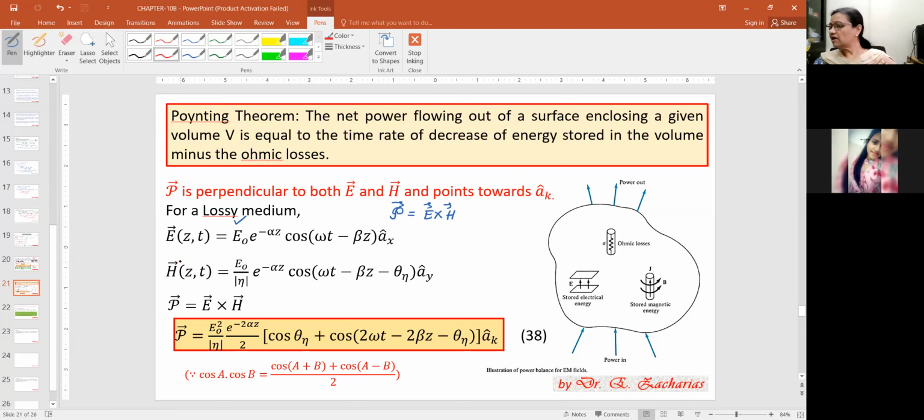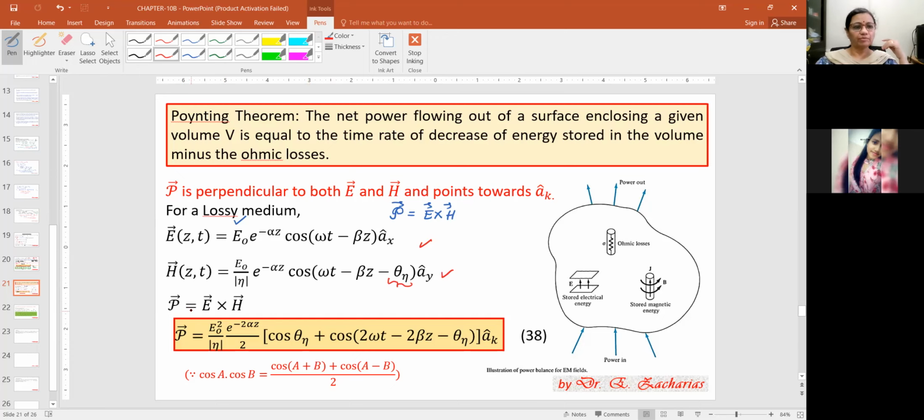Now write the H field. You know how to write it for a lossy medium. It will be E naught by modulus of the intrinsic impedance, again e to the power of minus alpha z cos of omega t minus beta z, but the angular part of the intrinsic impedance will come into the equation. Therefore, there is a phase difference of theta eta, and always the E vector will be leading the H vector. These two you know from the previous discussions.